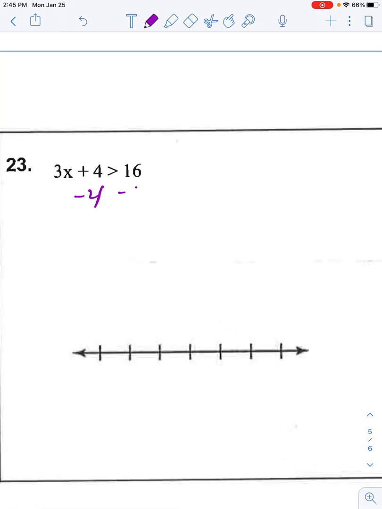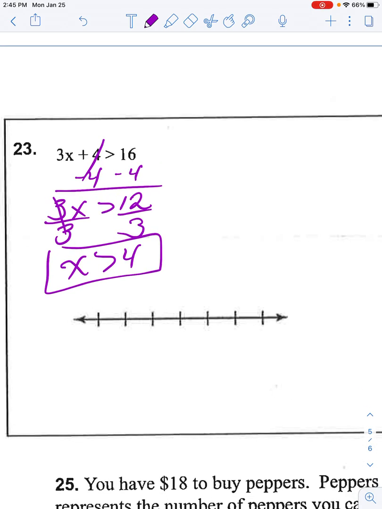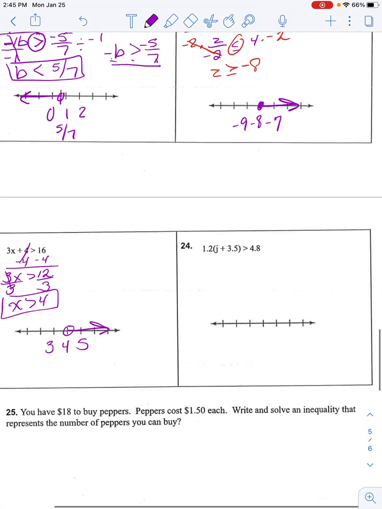We're going to subtract 4 from both sides. So 3x is greater than 12. And we'll divide by 3 to get our x by itself. That one was a simple one. X is greater than 4. Greater than, open circle, pointing to the right.